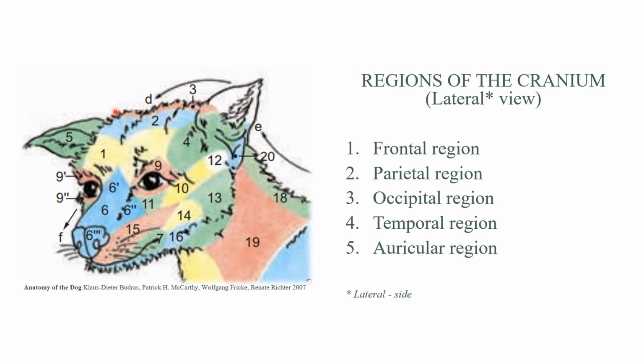As you can see, it's on top of the head. And we have the temporal region here, and it would be here, right? Because it's double. Don't forget that. And the auricular region, again, the region of the ears. It's right here. Also double.